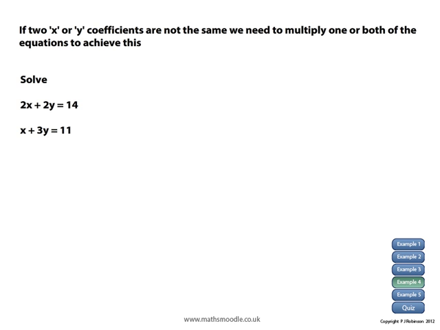In a practical situation, it is unlikely that our coefficients for either x or y will be the same. So we may need to make some adjustments to one or both of the equations. We would multiply in order to achieve this. In this example, you can see that the x coefficients are 2x in the first equation and 1x in the second. If we multiply the second equation by 2, then the x coefficients will be the same in the original equation and our new equation formed from the second one.